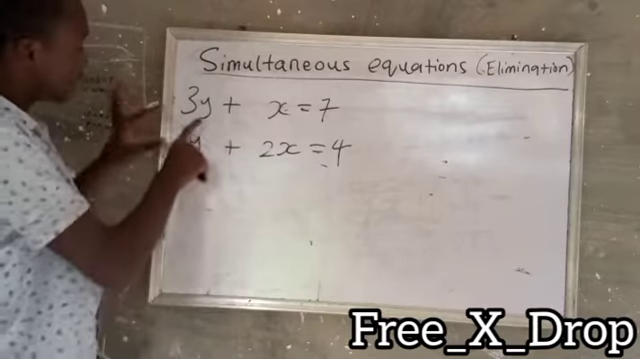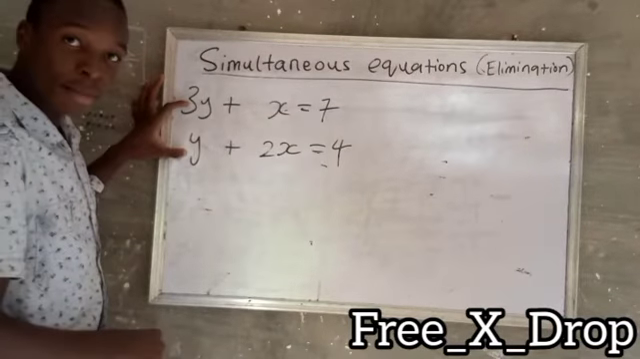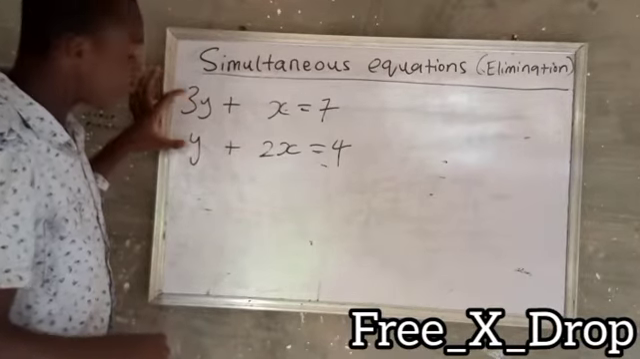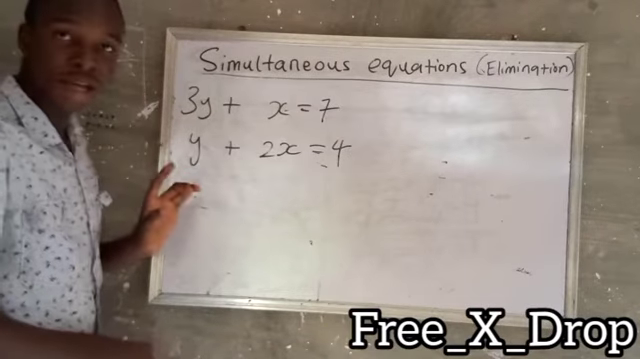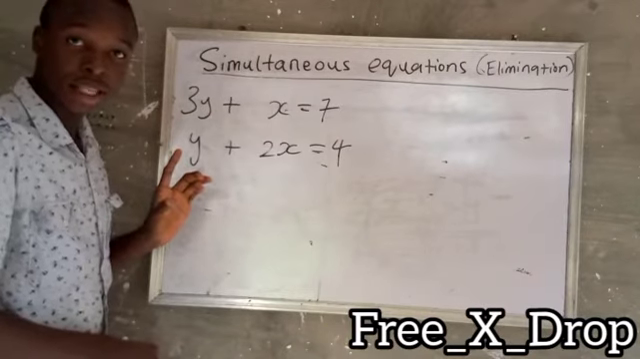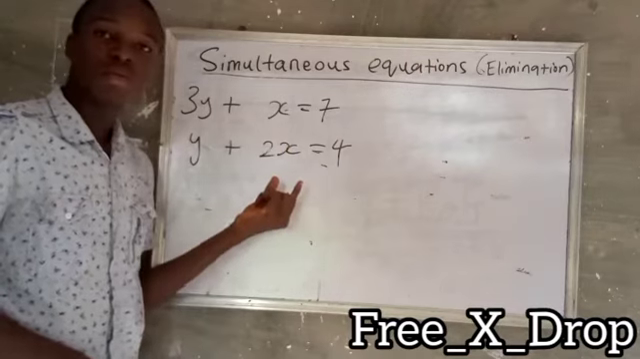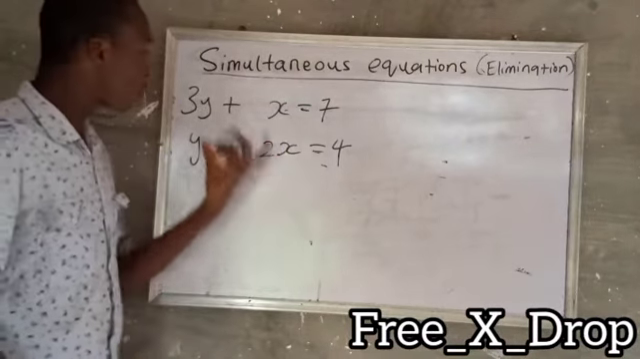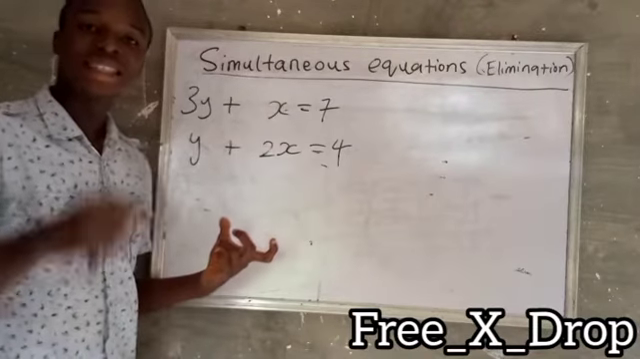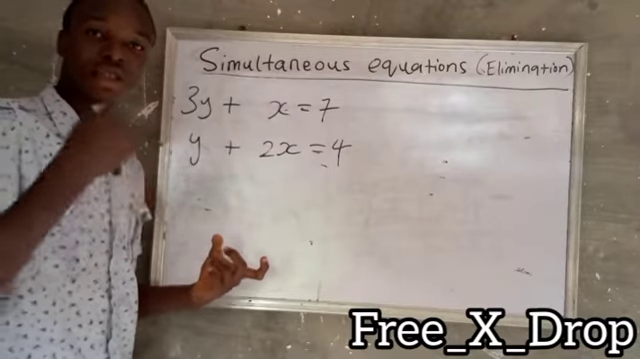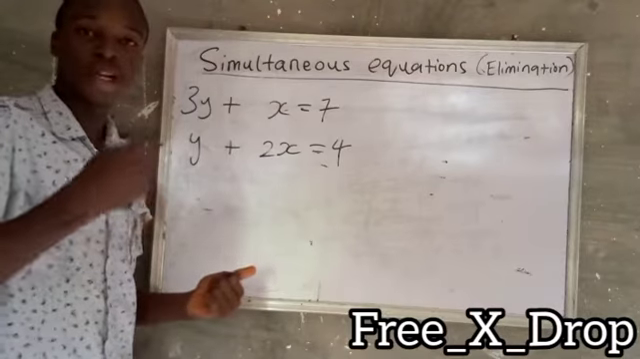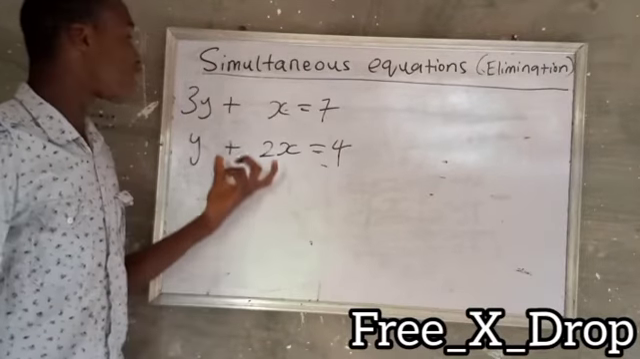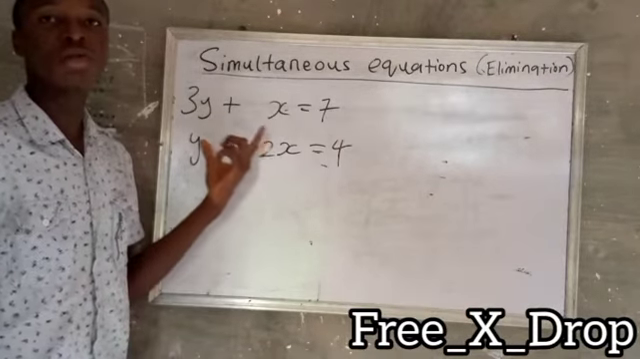Now, if you look at these two, you subtract them. By subtracting these two, 2y will be left. You can't eliminate that. By subtracting these two, 1x will be left. You can't eliminate that. So you are going to rearrange this equation in a way that one will be cancelled.